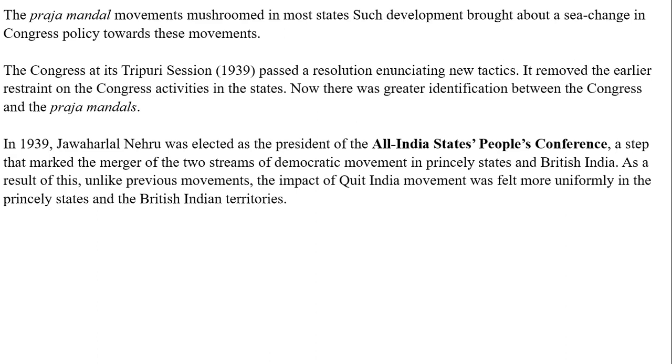Here you can see that there was a resolution passed in which the earlier restraint that was put on the people was actually removed. And also in 1939, Jawaharlal Nehru was made the president of the All India States People's Conference.